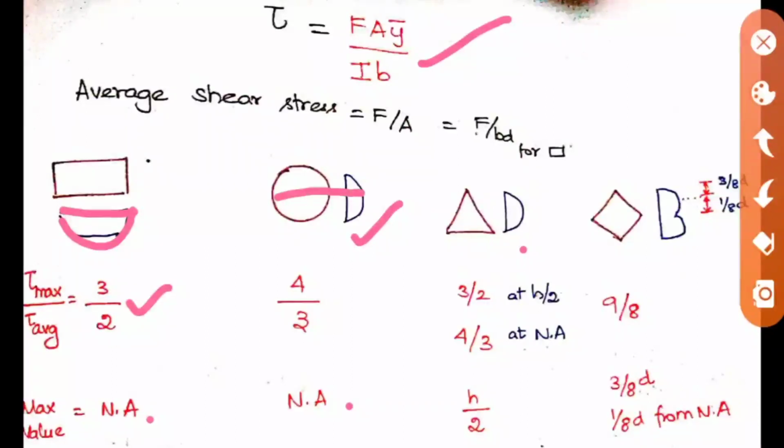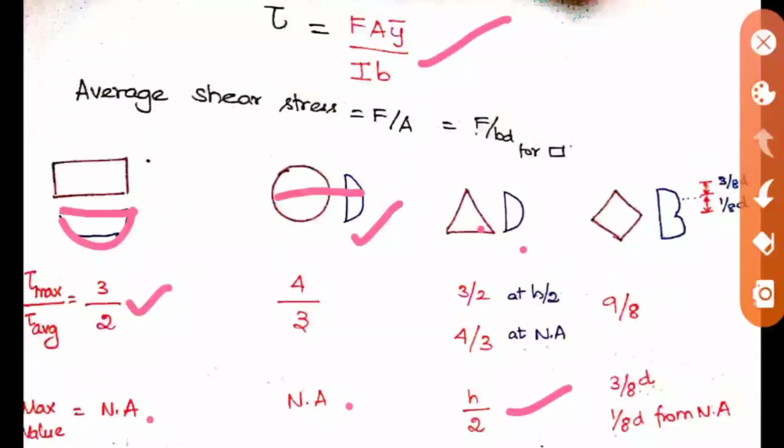So here also the shear stress diagram will be similar to the circular section, but the difference is that here the maximum occurs at h by 2, not at the neutral axis. Actually, for a triangular section the neutral axis is at h by 3 only, but here the maximum shear stress will be occurring at h by 2 only. And at the neutral axis it's less than that value.